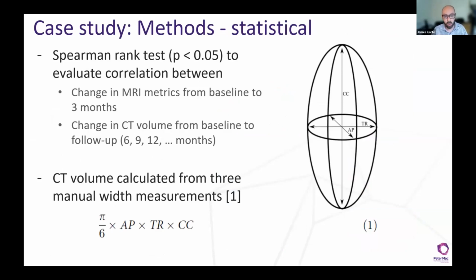We then correlated these to CT volume changes, and we did that using Spearman rank test with a significance of 0.05. And what we looked at was, how does the MRI change from baseline to 3 months, and then how does the CT volume change from baseline to each of the follow-up time points. The CT volume itself is estimated as a spherical volume, and that's based on 3 width measurements from a radiation oncologist.